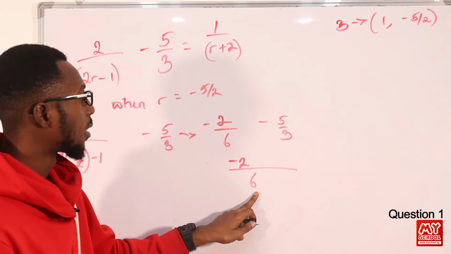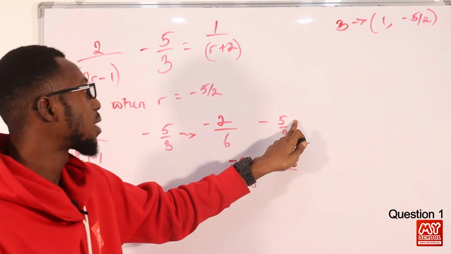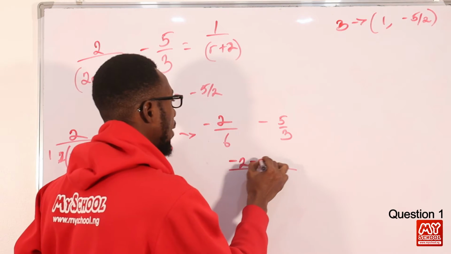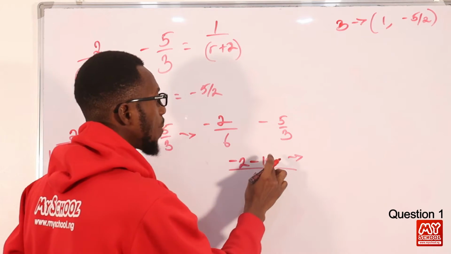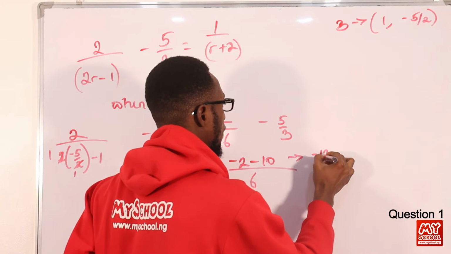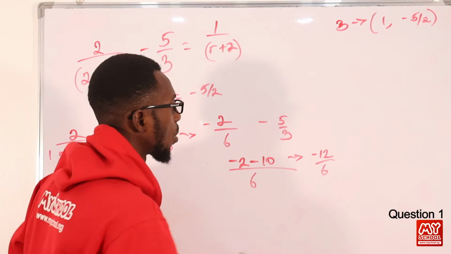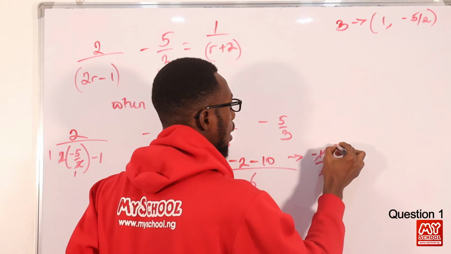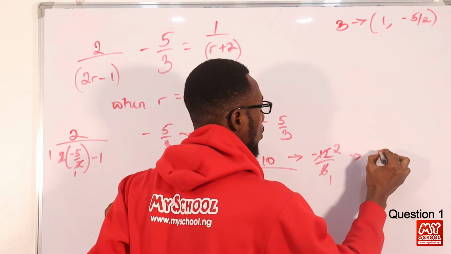3 and 6, that is 2. 2 times minus 5, that is minus 10. So minus 2 minus 10, that is actually minus 12 over 6, isn't it? So I have 6 here 1, 6 here 2. So I have minus 2.